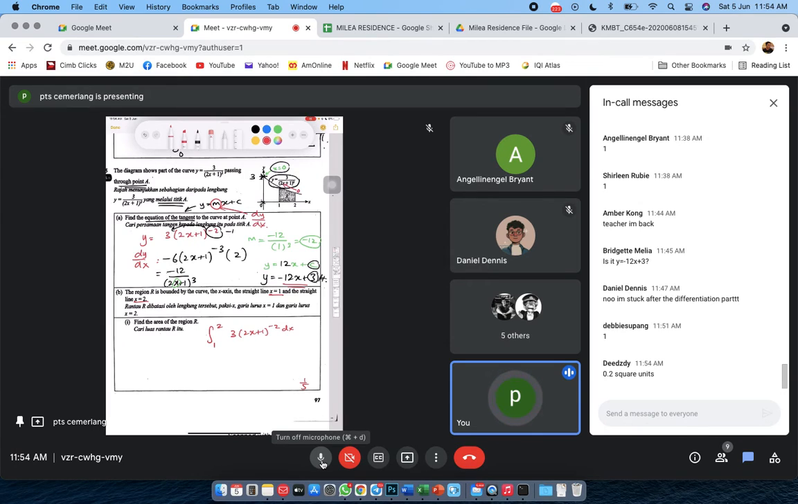.2 square units. Okay, good. 0.2 is 1/5. It's the same thing. Okay, 0.2 is 1/5, so sama saja. Okay, anybody got 0.2 or 1/5? Can you type 1 for question B1?